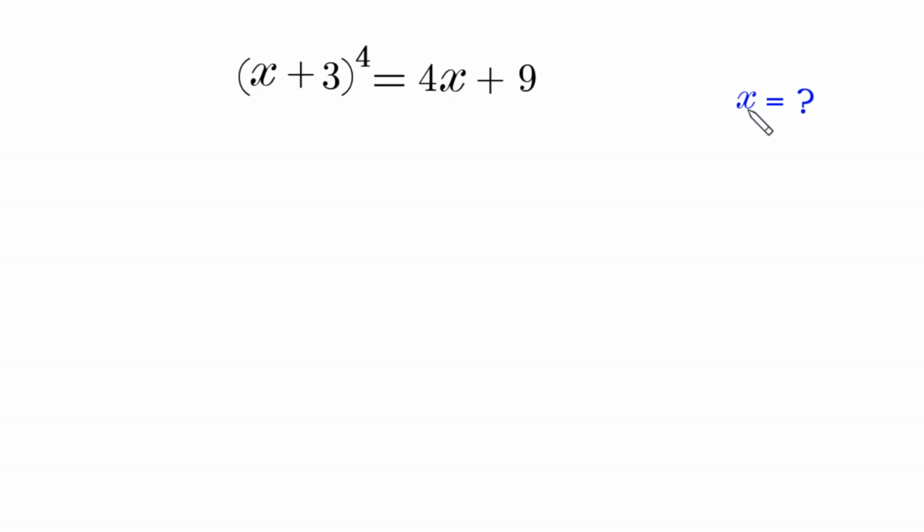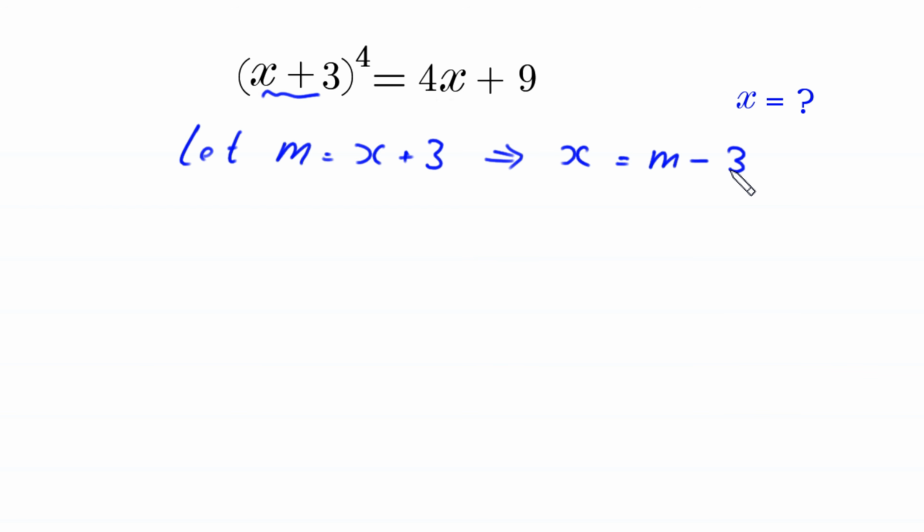So let's start. First of all, we suppose that this expression x + 3 is equal to m. Let m is equal to x + 3. And if we move this plus 3 to the left hand side, then this implies that x is equal to m minus 3. So we replace this x + 3 with m, and we replace this x with m minus 3.